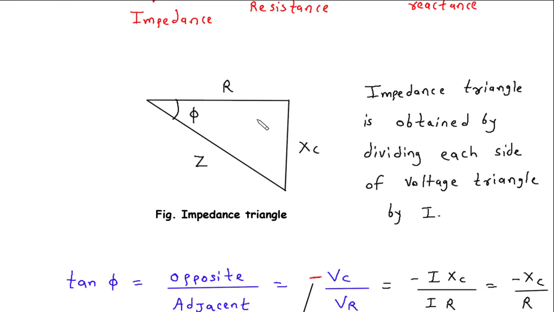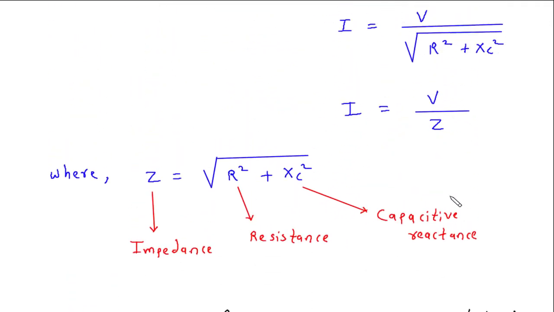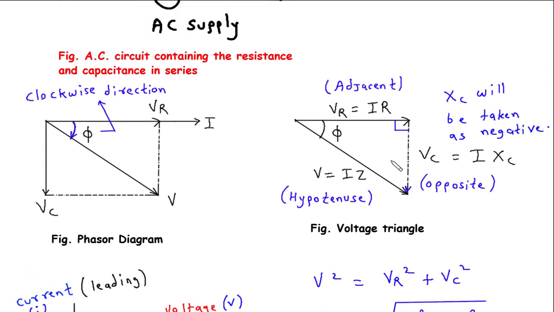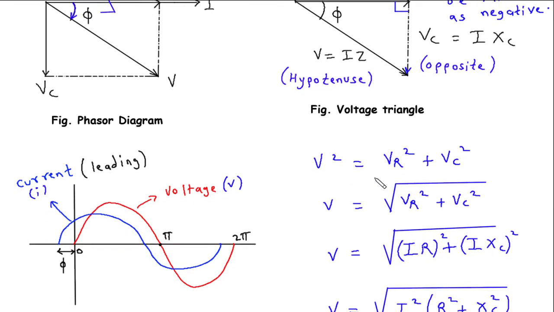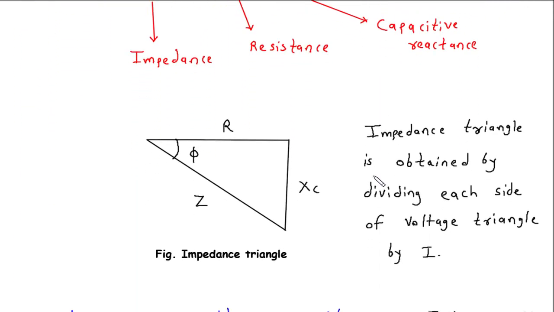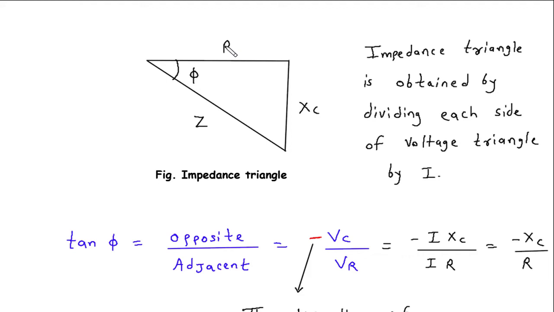Now this is an impedance triangle. Impedance triangle is obtained by dividing each side of the voltage triangle by I. So in this voltage triangle, if we divide this by I, this will be R. If we divide this by I, this will be XC, and if we divide this by I, this will be Z. So we have to divide all the sides by I, so we get R, XC and Z. So this will be our impedance triangle, with R, XC and Z.